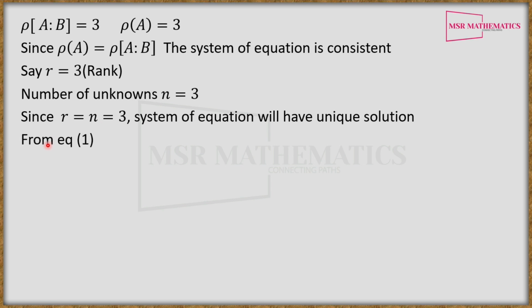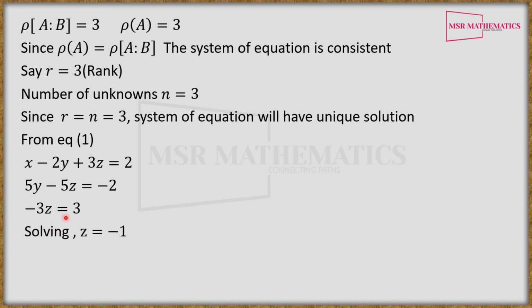So from equation 1, we obtain 3 linear equations. From the first row, x minus 2y plus 3z is equal to 2. Similarly, from the second row, we obtain 5y minus 5z is equal to minus 2. And from the third row, we obtain minus 3z is equal to 3. So these three are obtained from equation 1, that is the reduced echelon form matrix A|B. With the help of that, we obtain these three equations. Solving minus 3z is equal to 3, we obtain z value as minus 1, since 3 divided by minus 3 is minus 1.